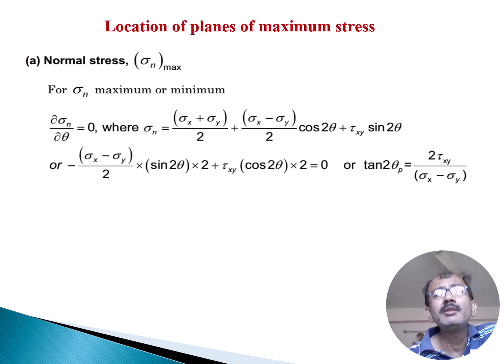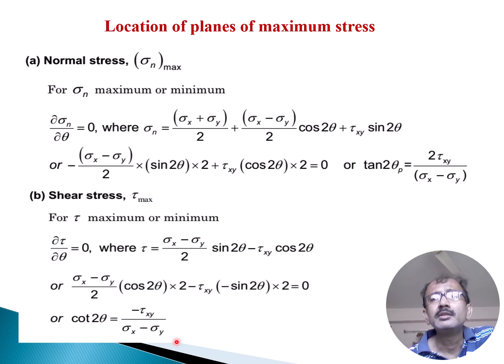Now, the location of the plane from the plane of maximum stresses. This is the normal stress sigma n. So how will you get it? If we differentiate sigma n, we get the value of this angle. Similarly, how do we get the shear stress tau max? For tau maximum or minimum, we differentiate tau and set it equal to 0, and finally we get the value of that angle.